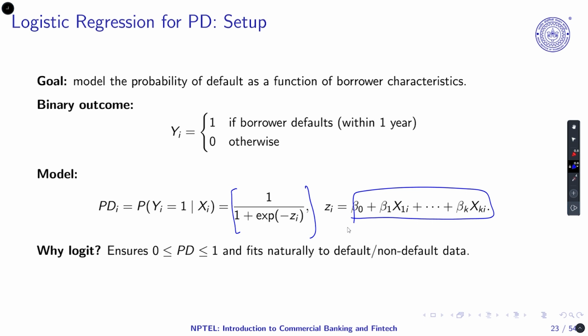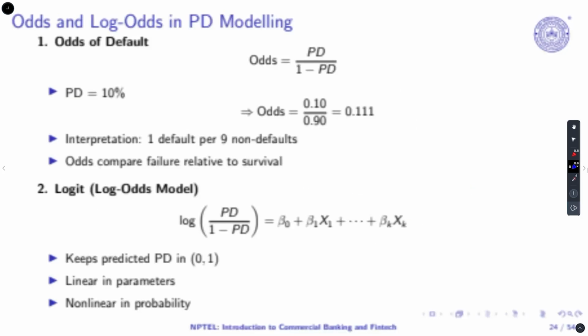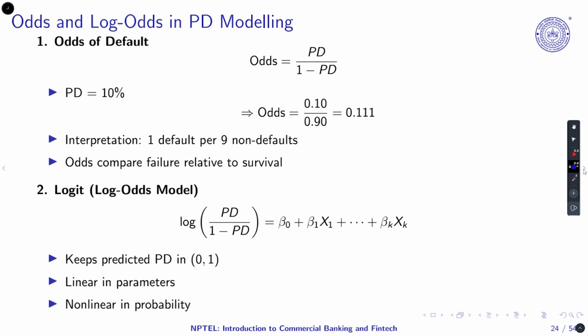Now coming back to the PD with default or no default data, let me just focus on the odds that we have here. So odds of default is PD upon 1 minus PD. So if PD is 10%, suppose, then your odds are going to be 0.11, which means one default for every 9 non-defaulters. So this is what we have, which is very good.